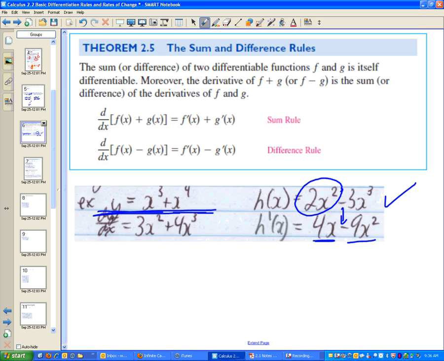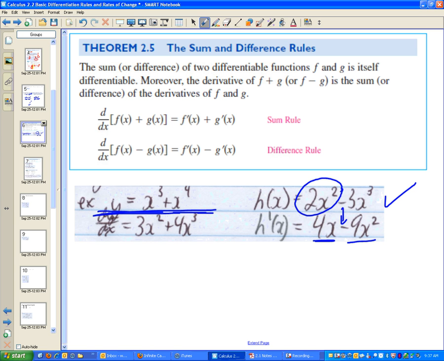So we can now take the derivative of any polynomial function, can't we? All right? Because you use the combination rule and the sum and difference rules, and you can take the derivative of any polynomial function. You can take the derivative of a lot of other stuff too. All right? If those terms had square roots in them that we could turn into exponents, we could take those derivatives, couldn't we?